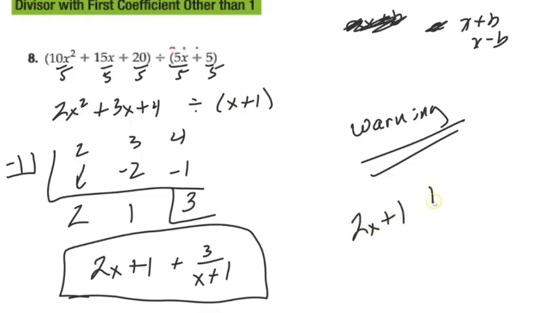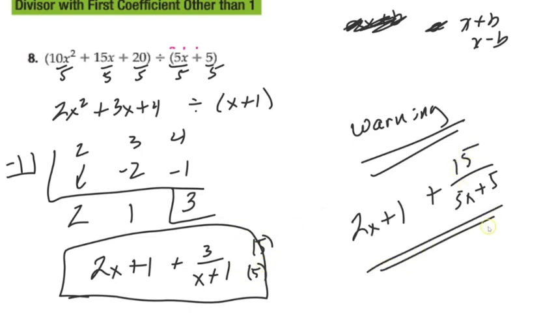A lot of times they'll have this in the back. They divided by 5x plus 5. If we went back to the original, it's being multiplied by 5, which means you also got to multiply your remainder by 5, because you got to make an equivalent fraction. It'll be a 15. In the book, you see this as the answer. It's the exact same thing.